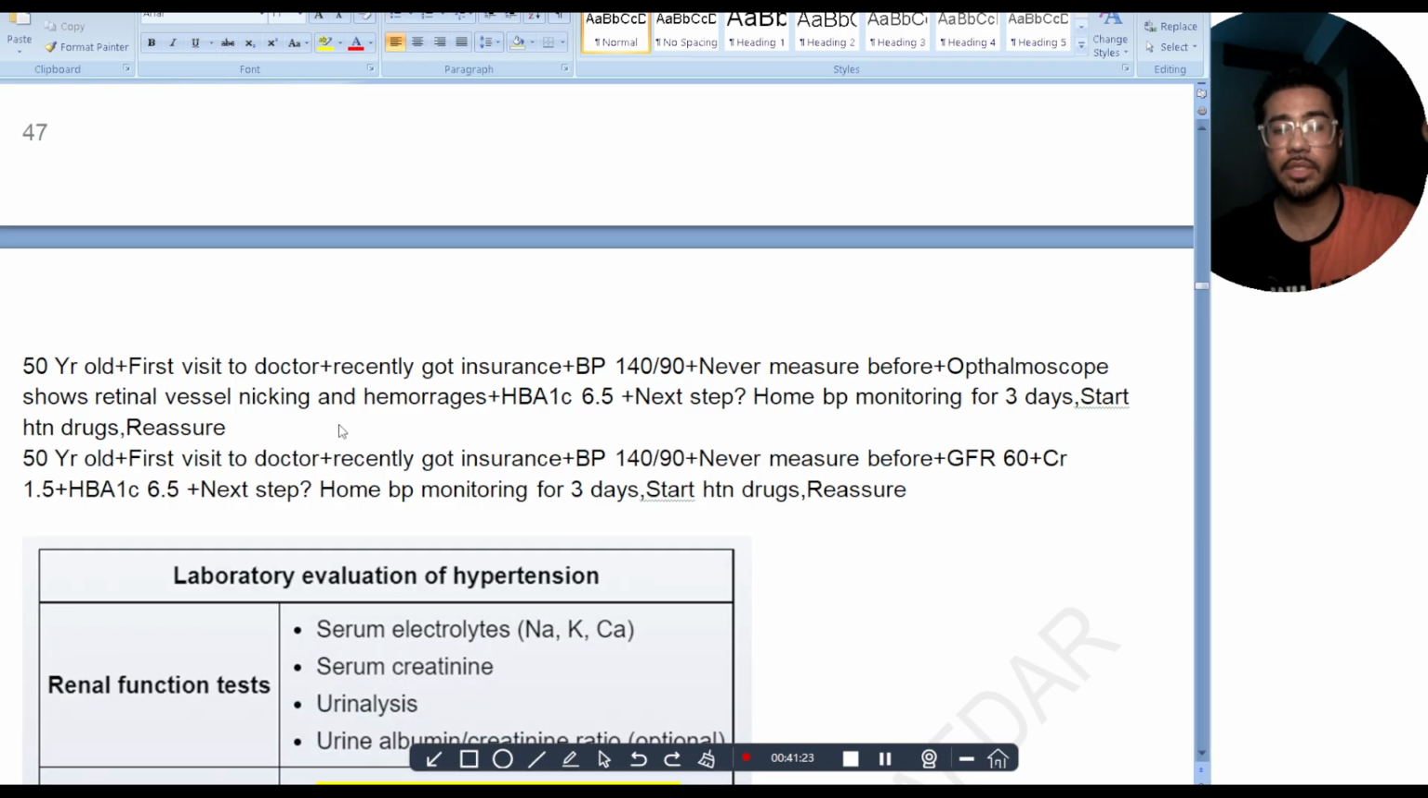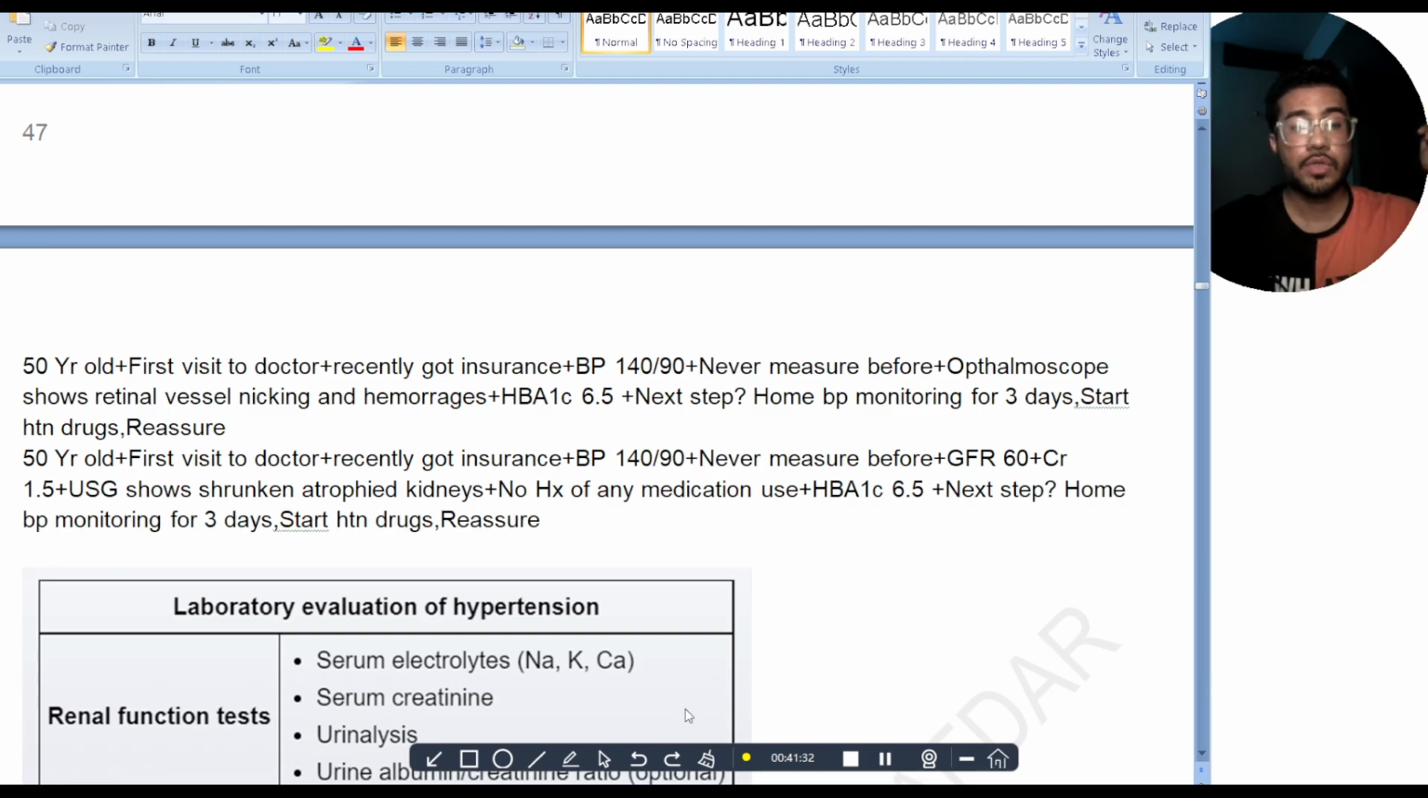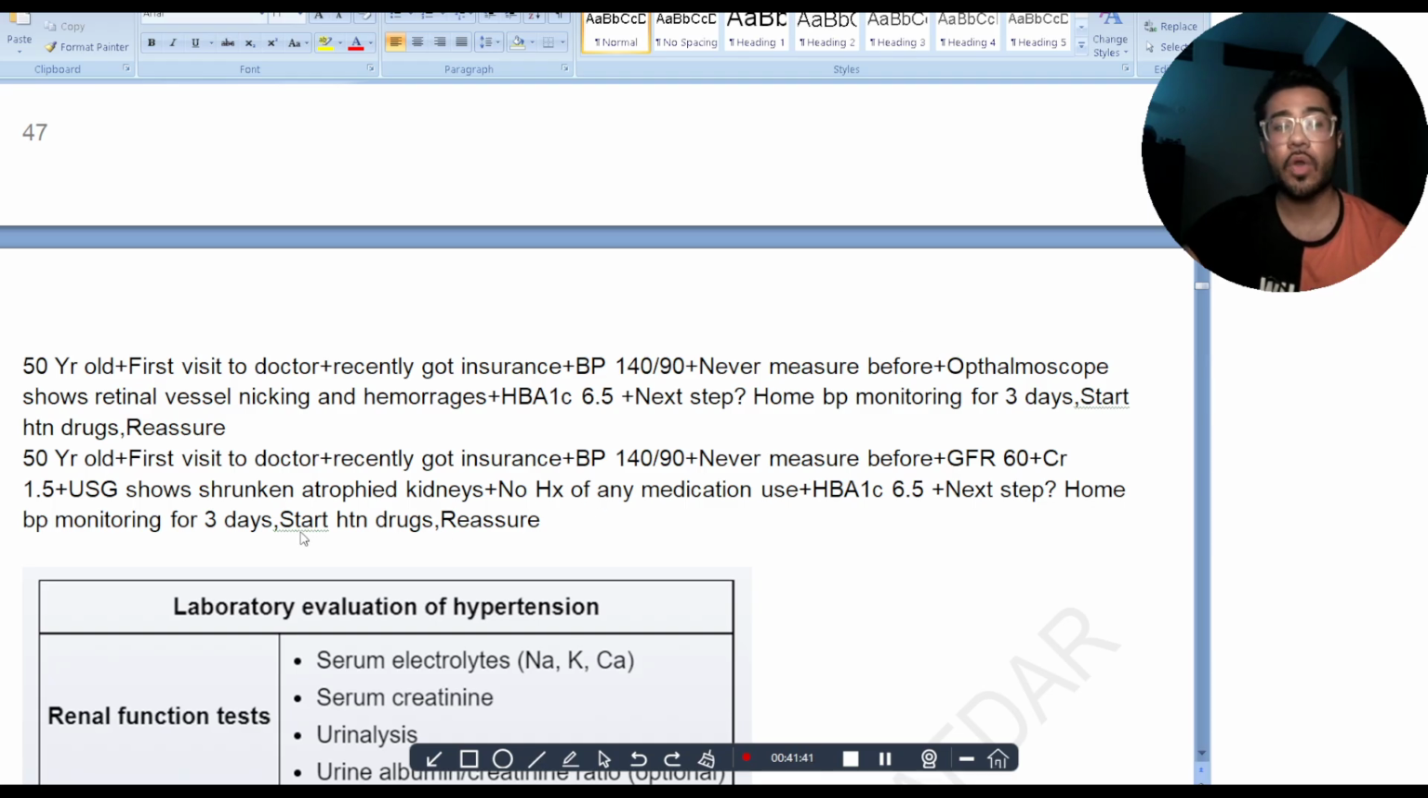So another question in the same way, never measured before, GFR is 60, creatinine is 1.5, and let me add the ultrasound findings as well. So the ultrasound shows shrunken atrophied kidneys, no history of any medication use, because the use of analgesics over a prolonged period of time can also cause shrunken atrophied kidneys. But in this case, no history of any medication use. So you have to make sense that this is end organ damage as a result of BP, uncontrolled hypertension.